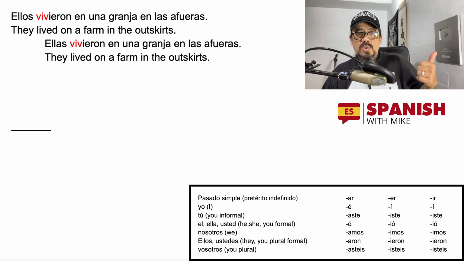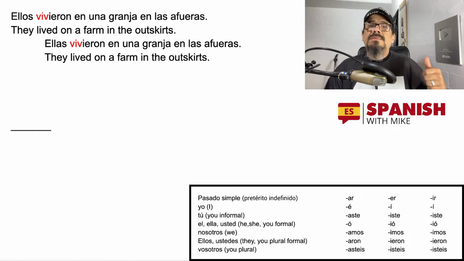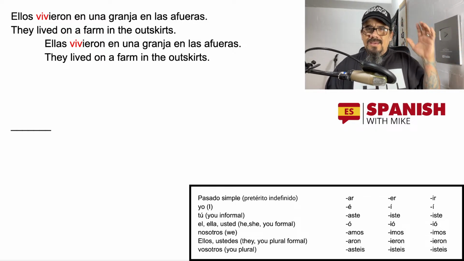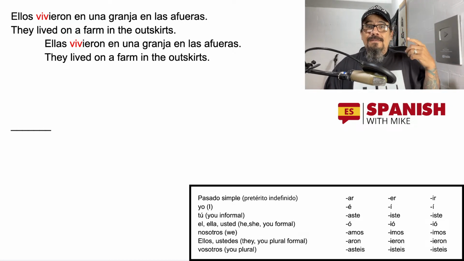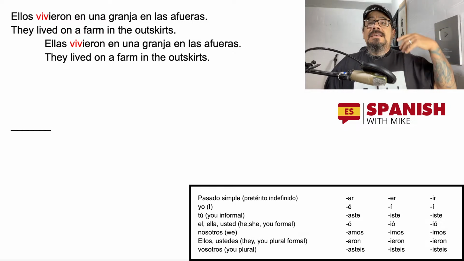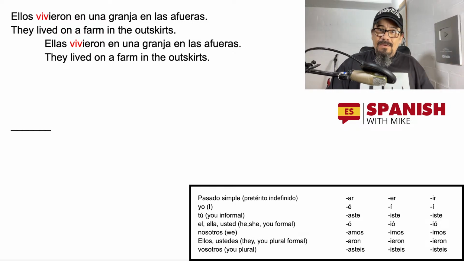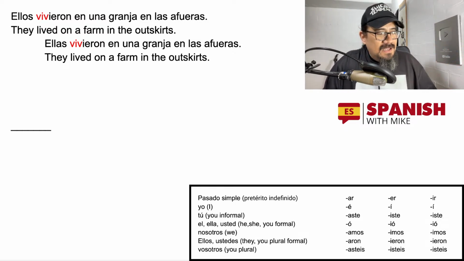Singular, informal, close relationships. I'm sorry. I just got mixed up. I was reading this and I got mixed up. They lived on a farm in the outskirts. Male. Female, because it is plural.